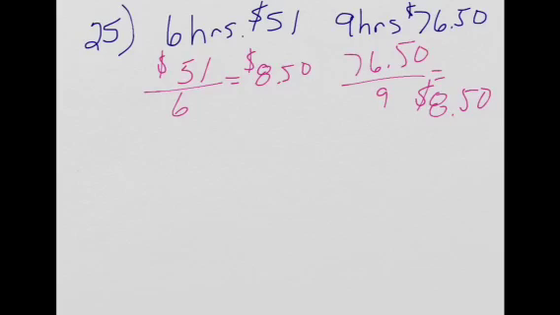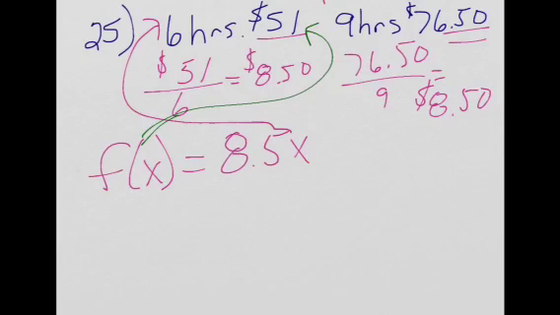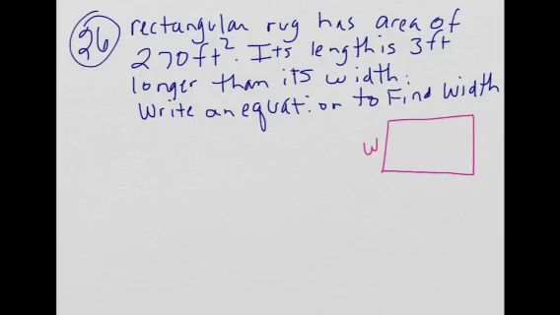So the function, if I'm trying to find out the amount of money that she's making, is f of x equals 8.50 times x. In this case, the x is the number of hours that she works, and the f of x will be the amount of money that she makes. And this function would generate that. So no matter what number of hours I put in here, I will end up with the value that she's made.